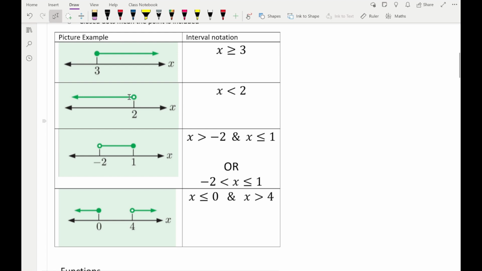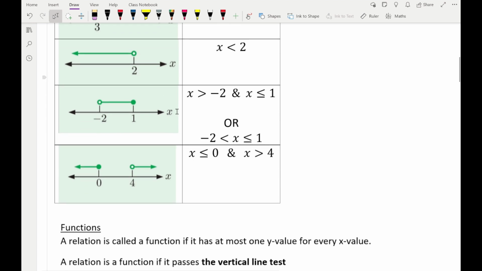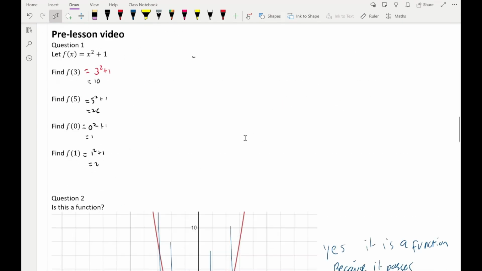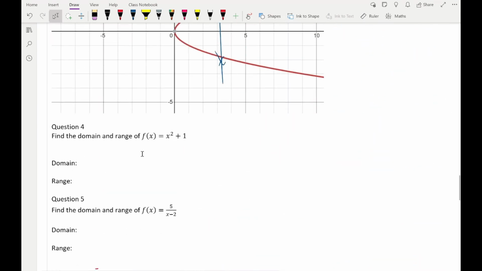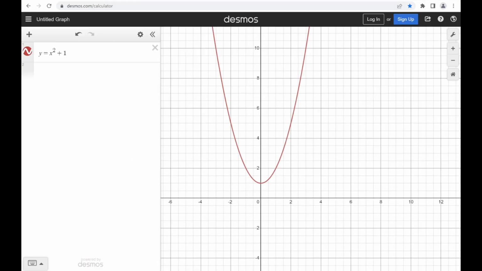And you draw that with a little open circle if you don't include it, or a closed circle if you do. If you want to say x is in between two values, you basically put it in between two values with the less than signs either way. Okay, so let's do a couple of examples. We got this graph, x squared plus 1. We're going to find the domain and range of that.